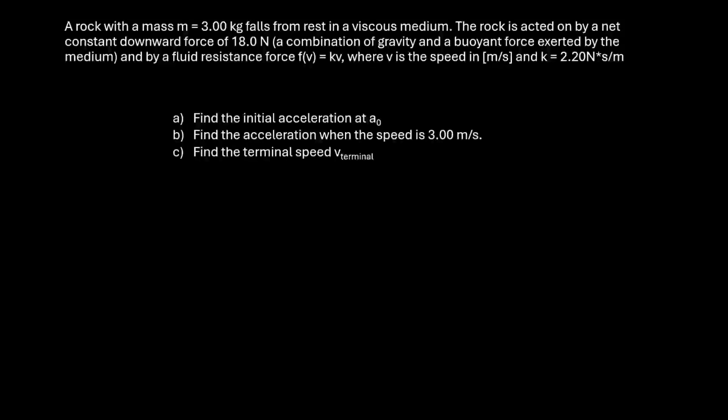Let's say we have a rock with a mass that falls from rest. So v equals 0 initially, so v naught equals 0. V at time equals 0 is 0. It falls through a viscous medium. The rock is acted on by a net constant downward force of 18 newtons. So what this means is that the rock experiences an 18 newton force downward constantly, and it gives some description about the scenario. We don't really care about that.